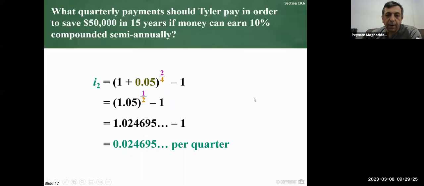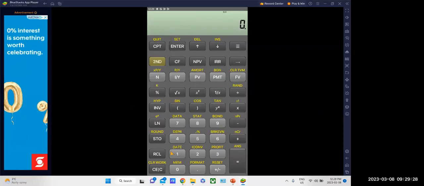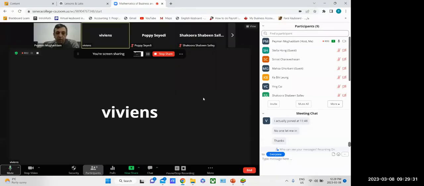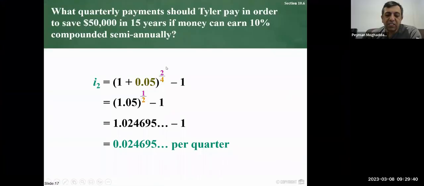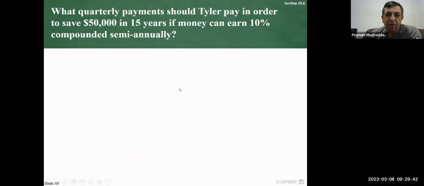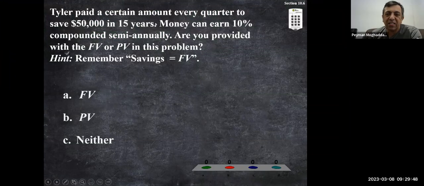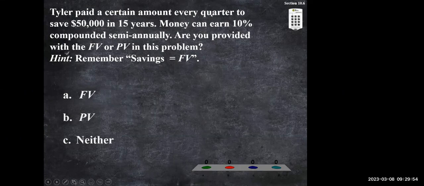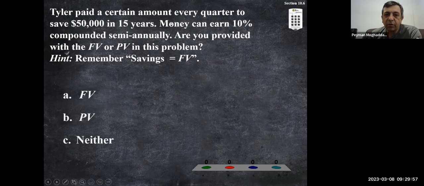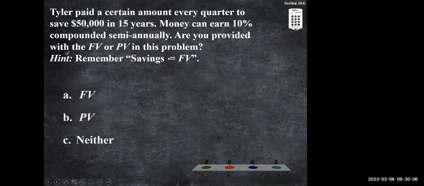Sorry, Professor. How did you tell if it's paid at the end or at the beginning? Because I didn't see it in the question. When it doesn't say whether it's beginning or end, we always presume it's end. When it says pay a certain amount every quarter and doesn't say whether it's beginning or end, we always presume it's end. Okay. All right.